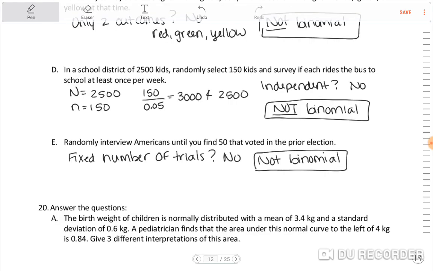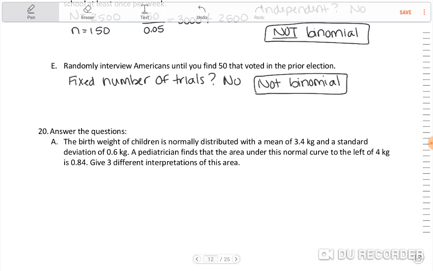Number 20 says, answer the questions. The birth weight of children is normally distributed with a mean of 3.4 kilograms and a standard deviation of 0.6 kilograms. A pediatrician finds that the area under this normal curve to the left of 4 kilograms is 0.84. Give 3 different interpretations of this area.